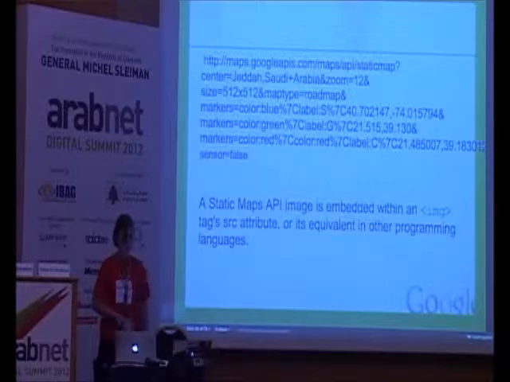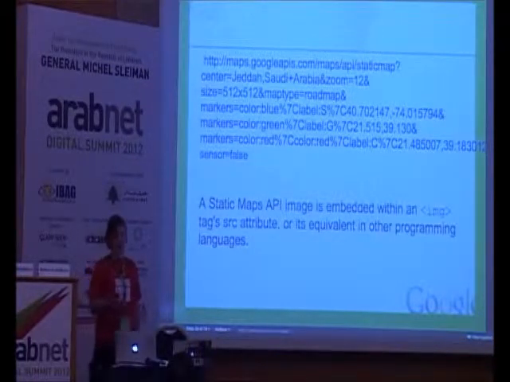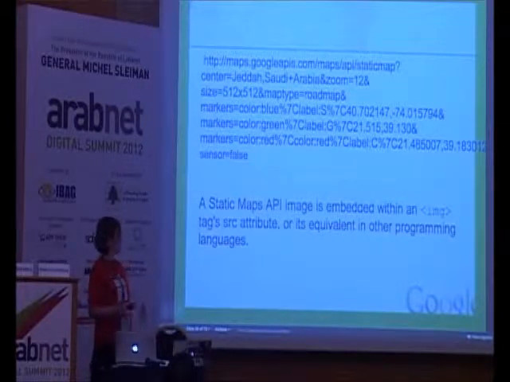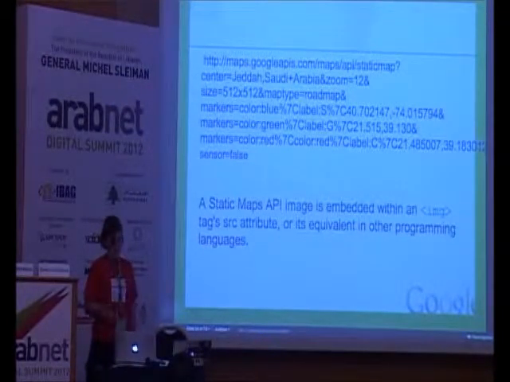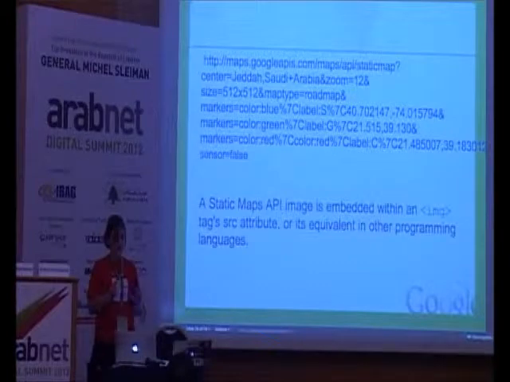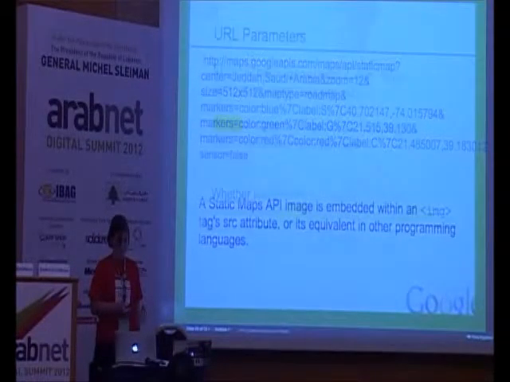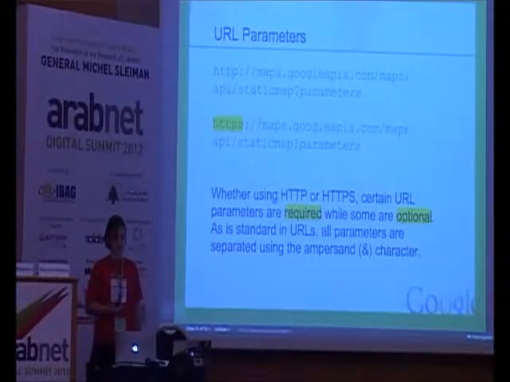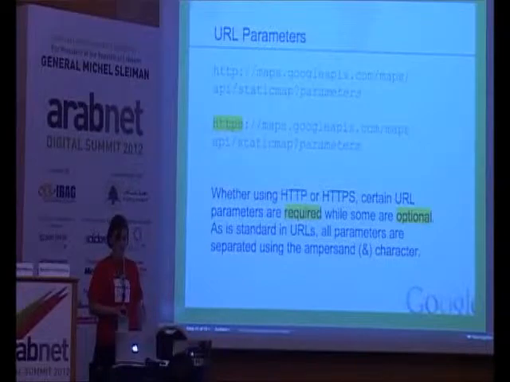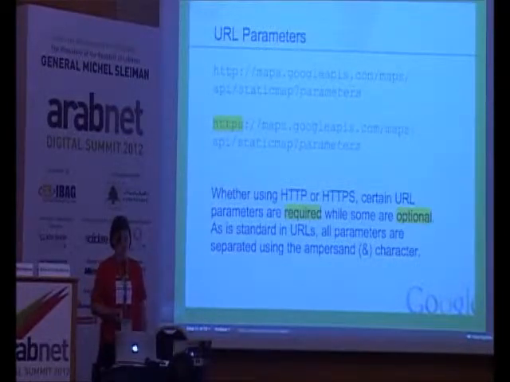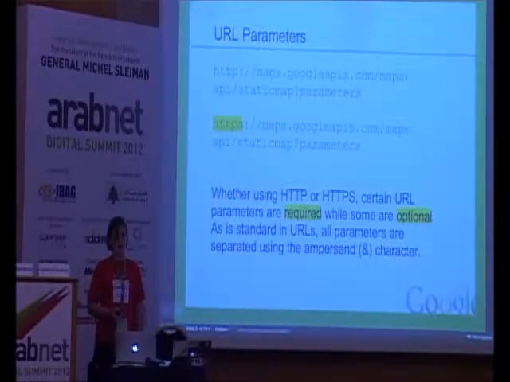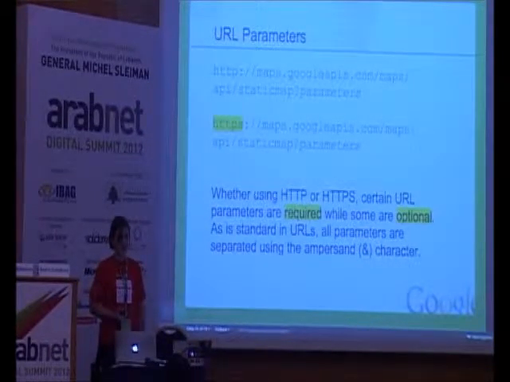So a bit more in the details. The screenshot on the previous slide is generated by the following URL, and you would put it into the image tag in your HTML file. So what are the parameters in that URL? Here is the generic structure of the URL. So it's maps.googleapis.com/maps/api/staticmap, question mark, and then you have your parameters.